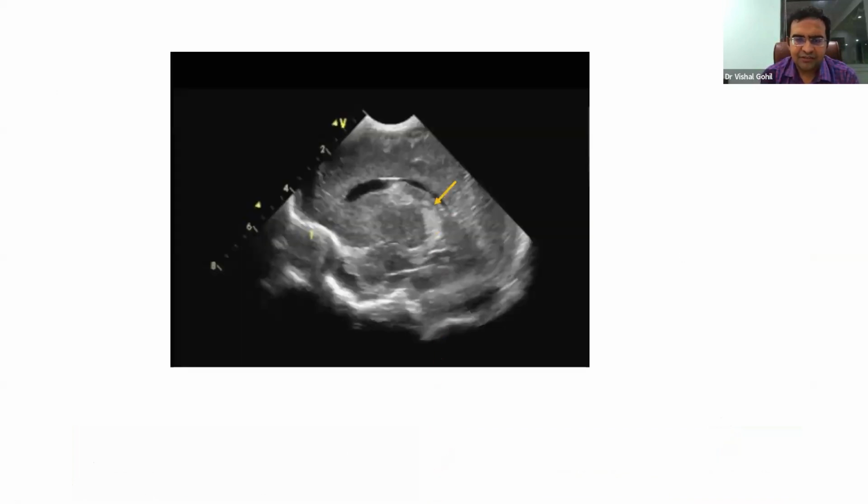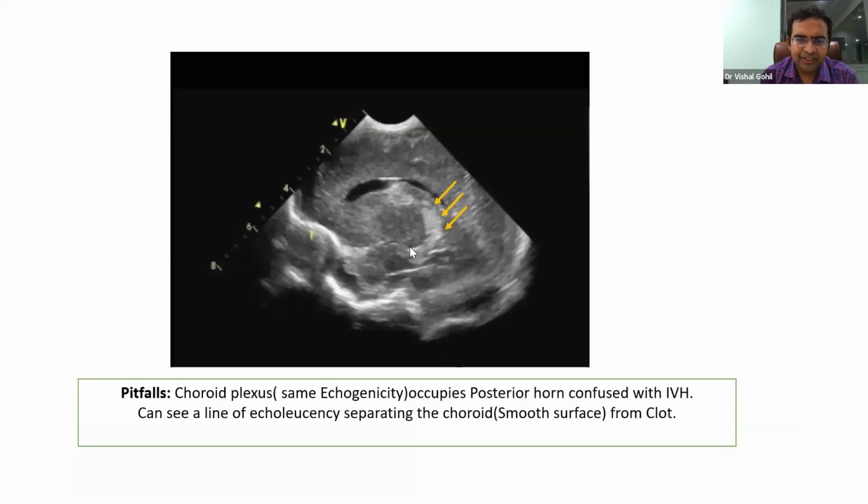Over here, sometimes it would be a subjective finding, that some people can say that is a grade 1, some people can say there is no bleed. But if your choroid plexus surface is smooth, you can see this equilucent line between blood and your choroid plexus. This is your choroid plexus, and this is your blood. So that means this is a part of the grade 2 IVH.